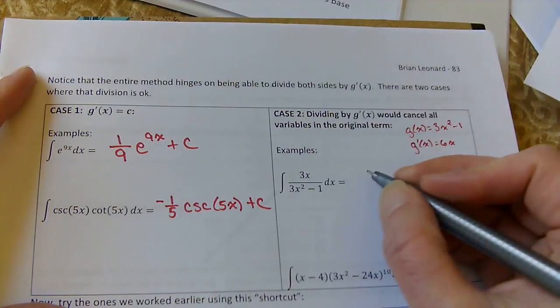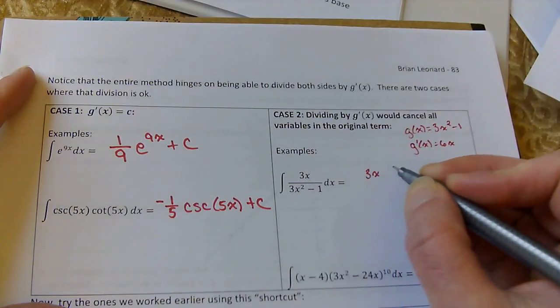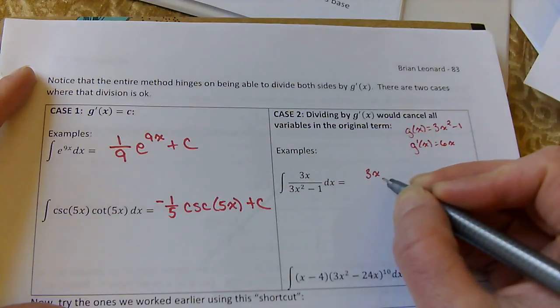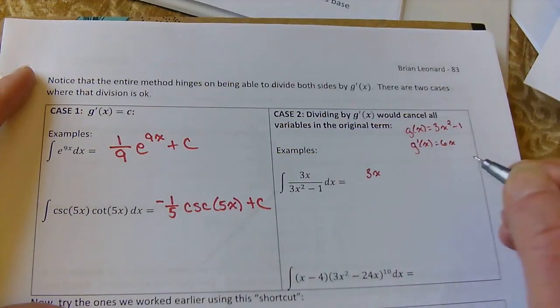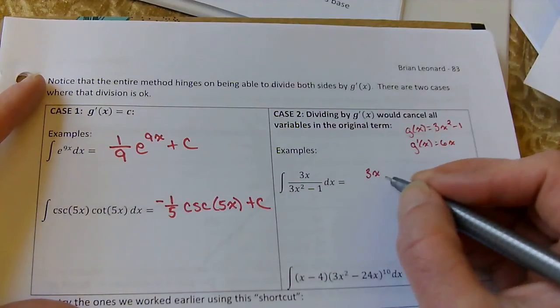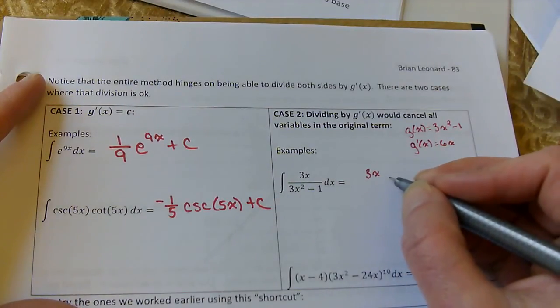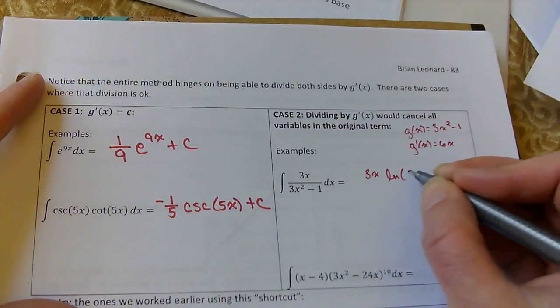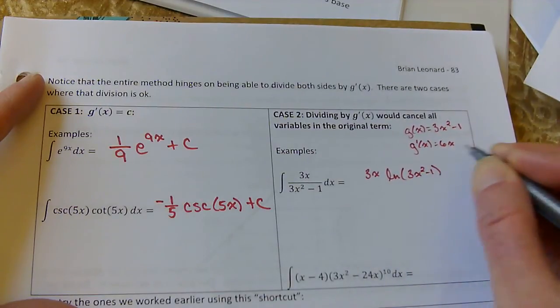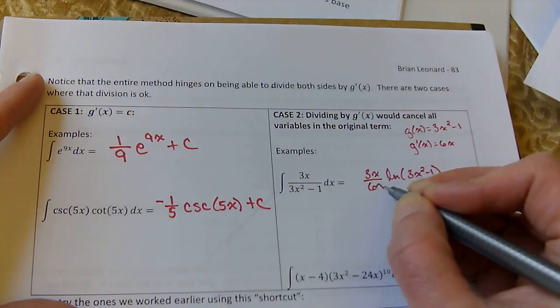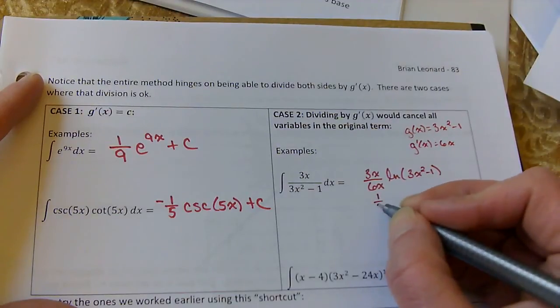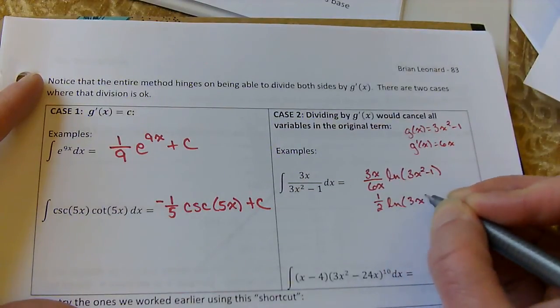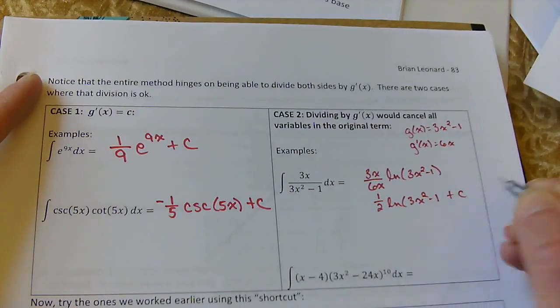So we had that 3x that was already there. And this was 1 over 3x squared minus 1. So that would be natural log of 3x squared minus 1. And the derivative of that is 6x. So let's see what that gives me. 3x divided by 6x is 1/2 natural log of 3x squared minus 1 plus c.